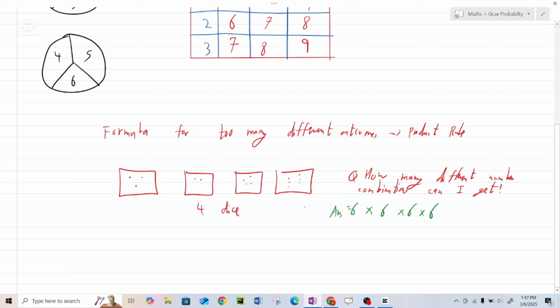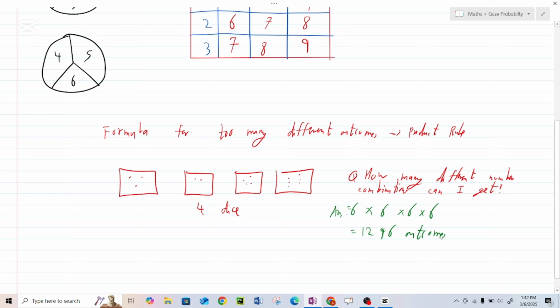You take the total number of different outcomes for one of the dice, and then multiply it by the other possible outcomes as well. So I can get 6 from here, 6 from here, 6 from here, 6 from here. So that means I get 6 times 6 times 6 times 6. That's going to give me 1296 different outcomes in total.